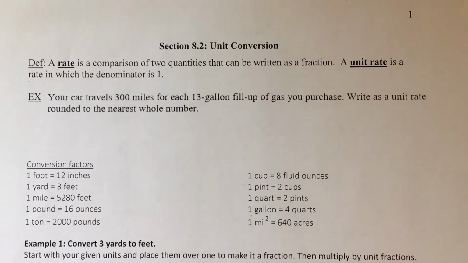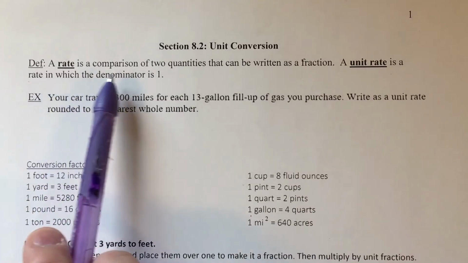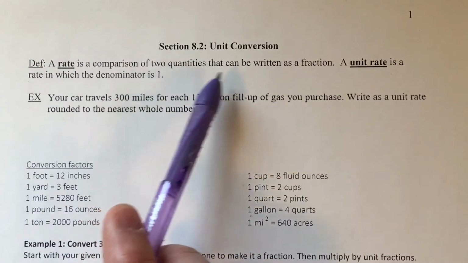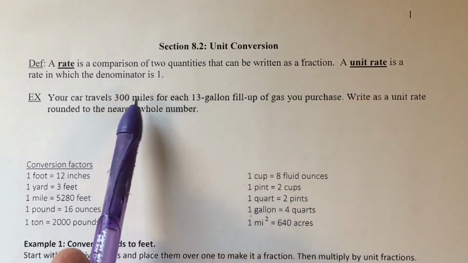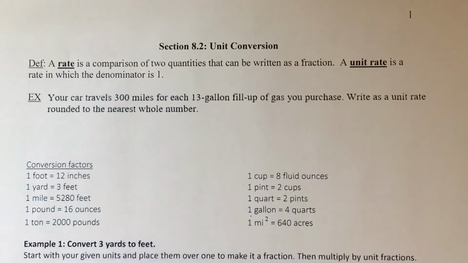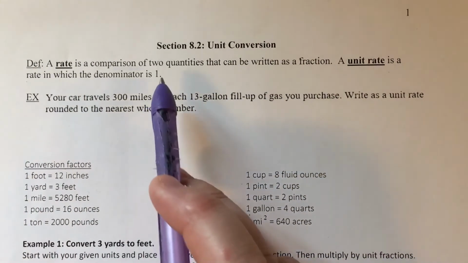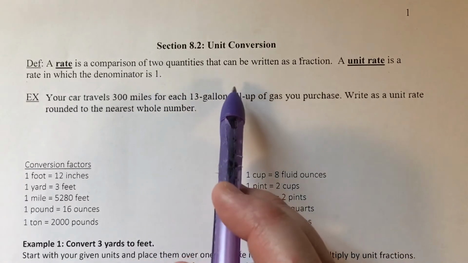So it is important that you use unit analysis the way I'm going to show it, because there are multiple ways to do this. We are specifically going to be doing unit analysis for this course. To start with, a rate is just a comparison of two quantities that can be written as a fraction. When we say unit rate, we make the denominator 1. So what we're doing is comparing one unit of a quantity to another one.